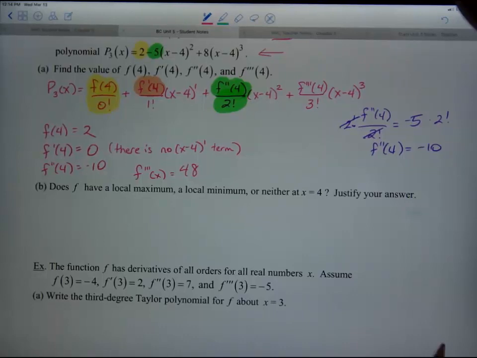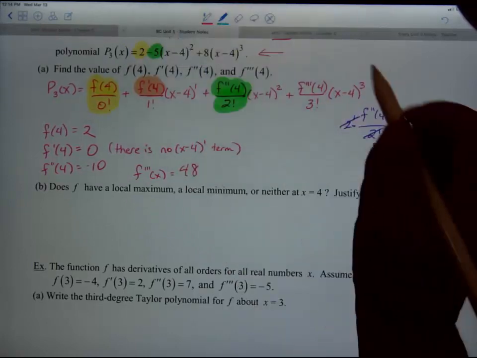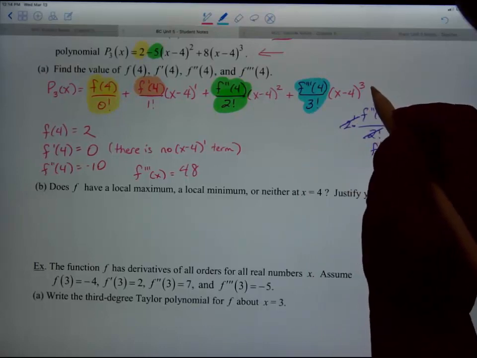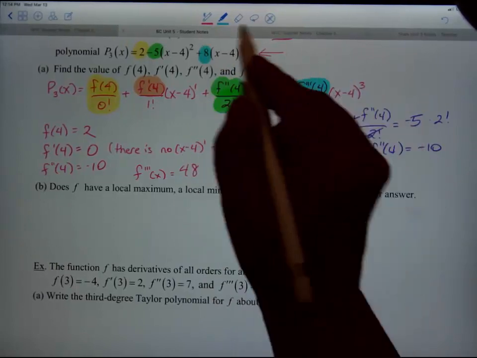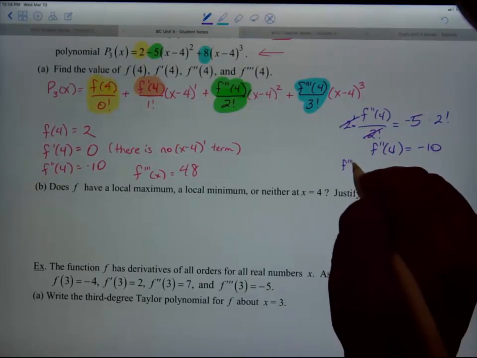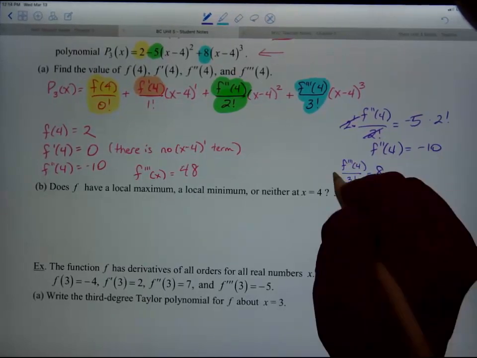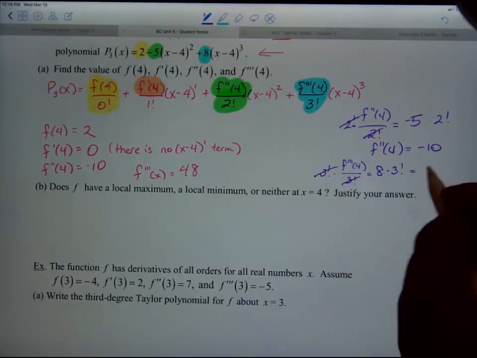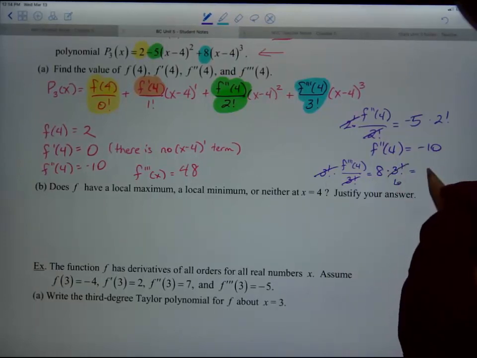Okay. So, I want this. The f triple prime is right here. It's in front of x minus 4 to the third. So I go over here and say, what's in front of x minus 4 to the third? Oh, it's 8. So I'm going to set up a problem that says this fraction equals that number. F triple prime of 4 over 3 factorial equals 8. Multiply both sides by 3 factorial. Three factorial is 3 times 2 times 1, which is 6. And that's where 48 came from.